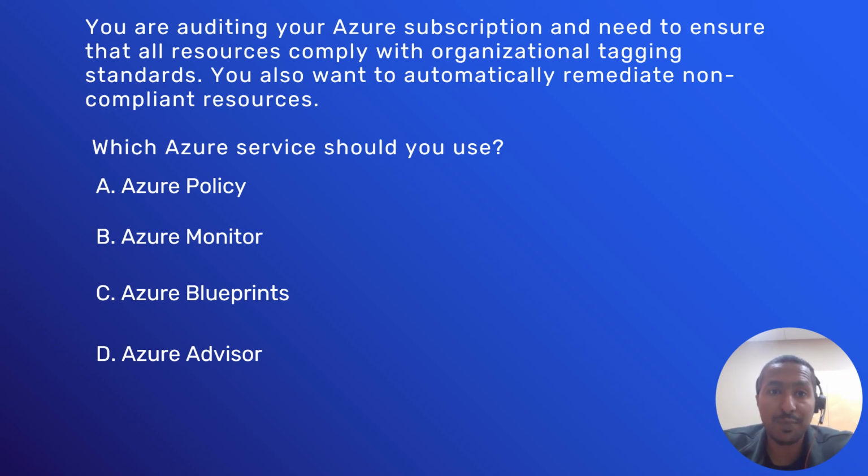So option A, Azure Policy, is the correct answer. And here's why. Azure Policy allows you to create and assign rules called policies to enforce organizational standards. You can audit things like missing tags, enforce allowed locations, and even require specific naming conventions. But more importantly, Azure Policy can do automatic remediation. For example, if a resource is missing a required tag, it can add a default value automatically. This directly matches both parts of the question, auditing for compliance and remediating non-compliant resources.